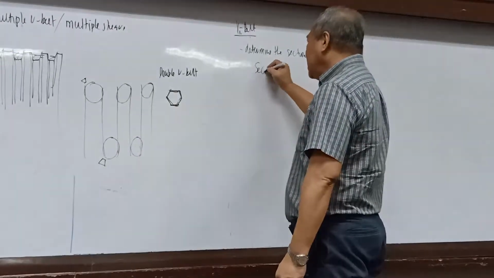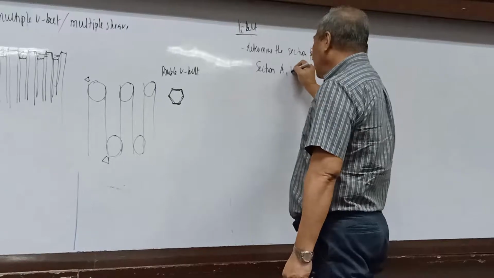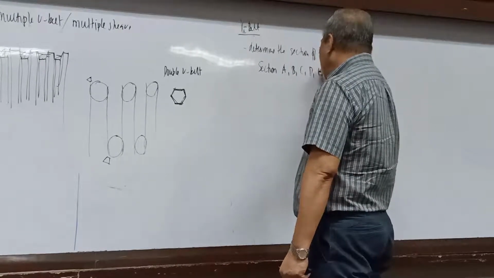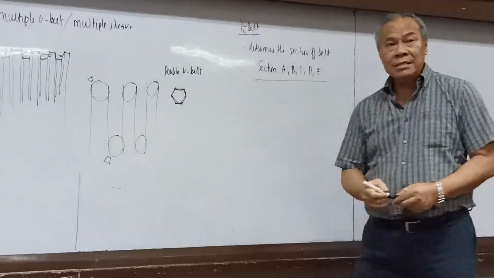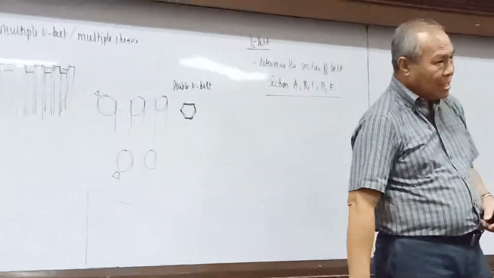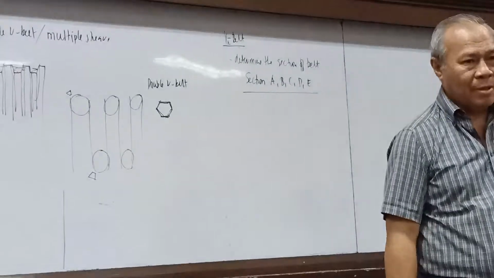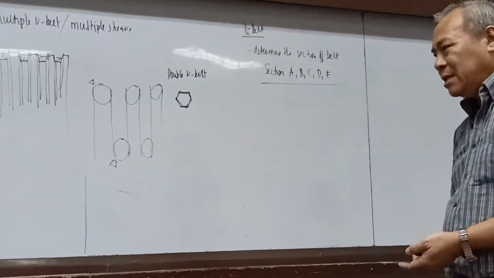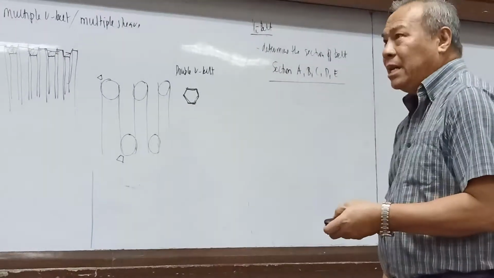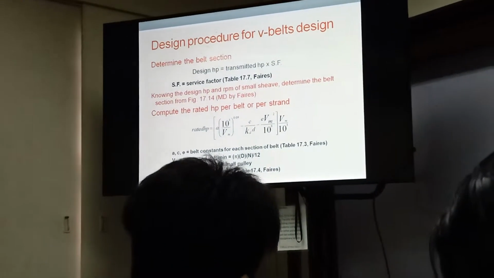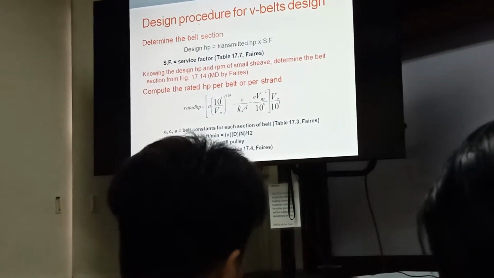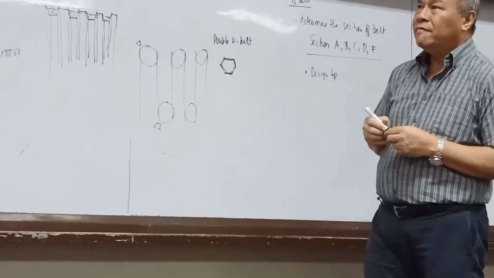Parang ano lang yan. Sa mga section, A, B, C, D, and E. So these are now what we term as the section of the belt. Okay? Yan ang gamit natin dyan. But how do we determine the section of the belt? Alright, para malaman natin yan, we determine it by using this particular equation. Una, to determine this one, determine first yung design horsepower of the belt.